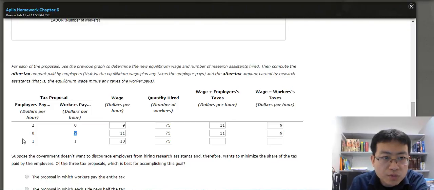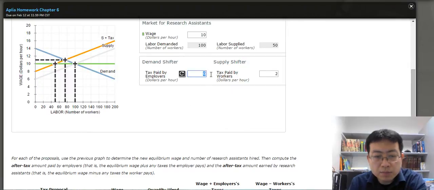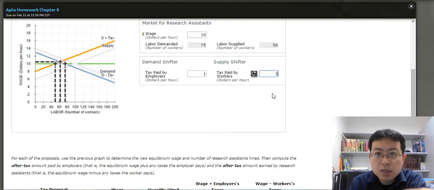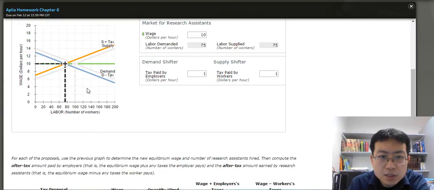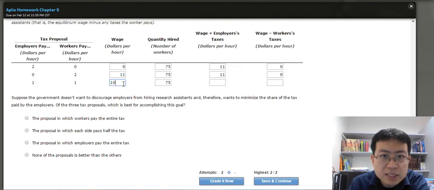And the last one I'm going to do is 1 and 1, so half and half. So $1 on the payer, the employer, and $1 on the workers. If it's 1 and 1, our new equilibrium will be this point over here. It shows 75 quantity and $10 for price. So we put $10 for price and 75 for quantity.